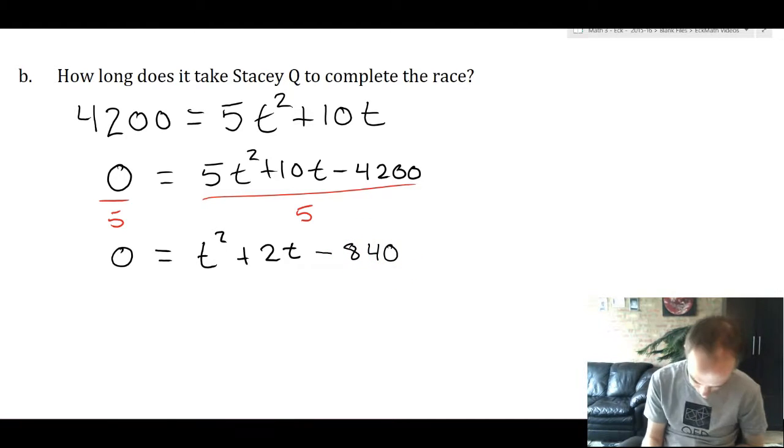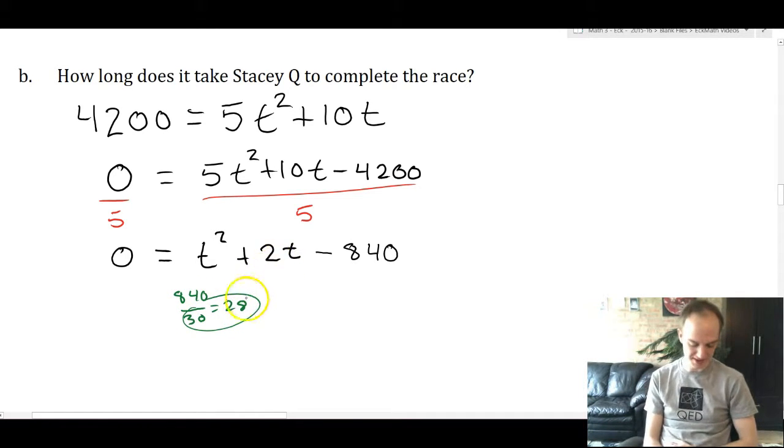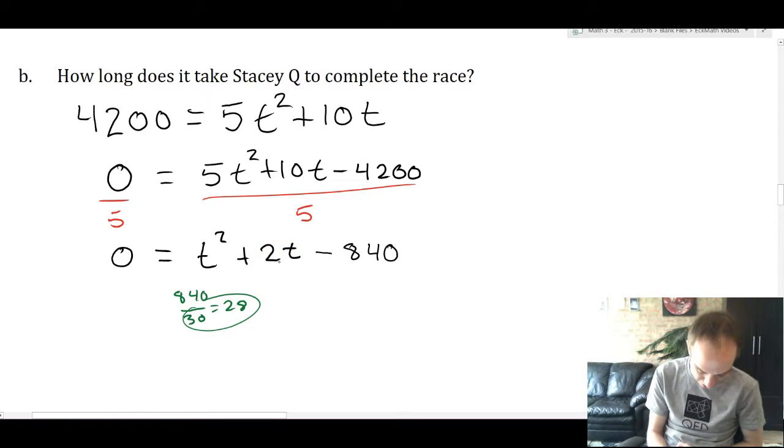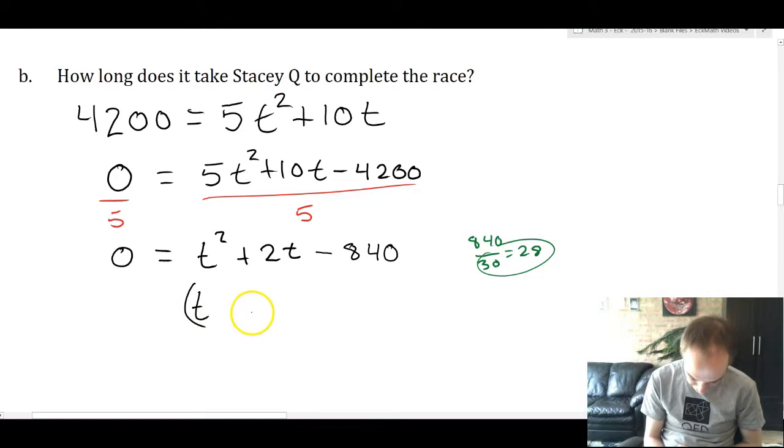840. Doing a little bit of scratch work, I noticed that 840 divided by 30 is 28, and that 30 and 28 are 2 units apart, so that's a clue that those should probably be my factors when I write out the linear factors here. So the linear factors for this become t minus 28 times t plus 30.